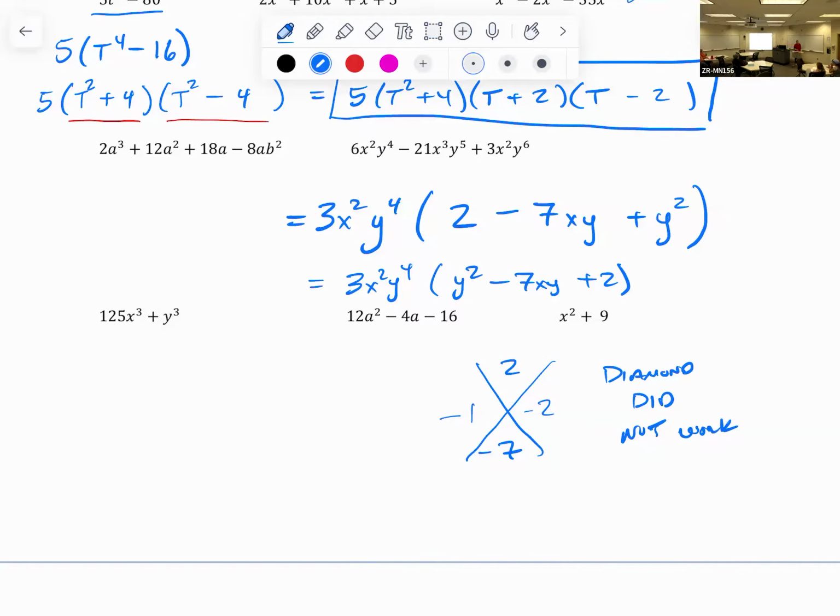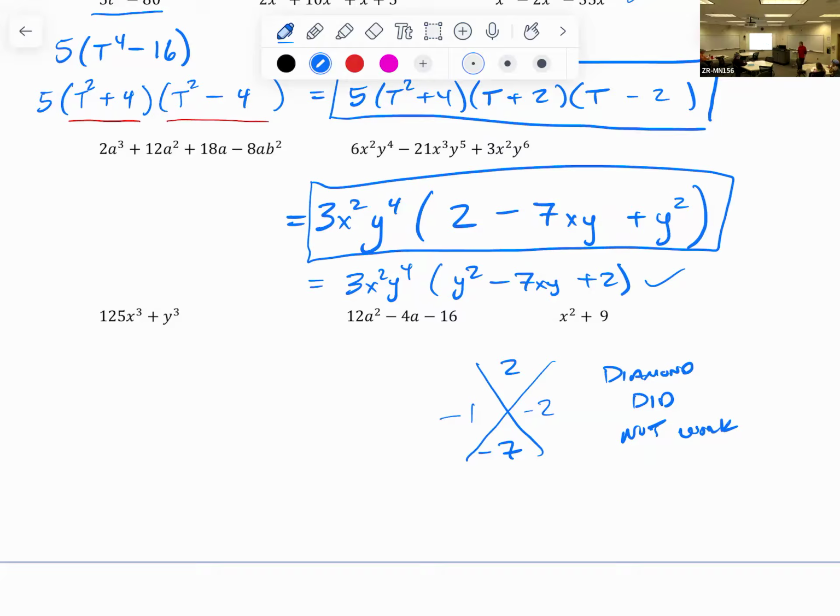All right? So that means this is as far as we can go, and be aware, this actually is in descending order in terms of X. Because there's a single X, and there's Y squared. It is descending in X's, ascending in Y's. So it's perfectly fine to leave it in that form. This form is fine as well, Brad.